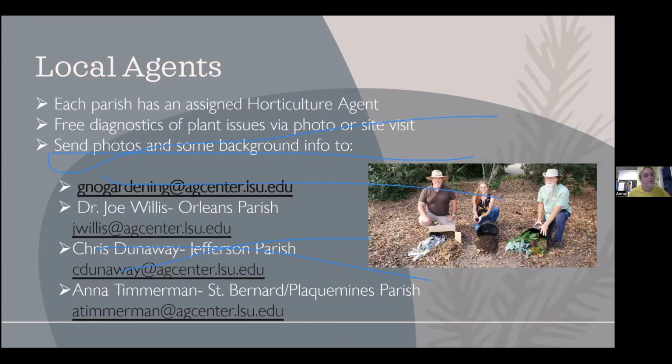You can also reach out to the local agents. Each parish has somebody assigned to it, and we can do free diagnostics of plant issues, including diseases. Usually via photo. We're pretty sharp on this now with lots of practice, or we'll set up a site visit to come out and take a look, or send a lab sample in if needed. But these are all of our contacts here, and mine's down there at the bottom. And that's a free public service.